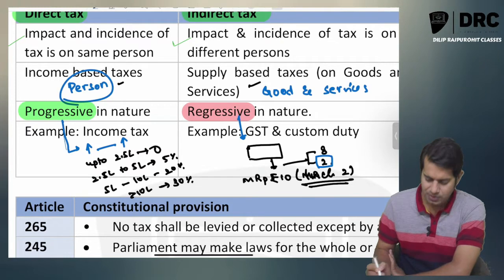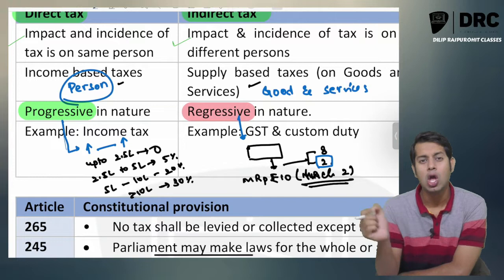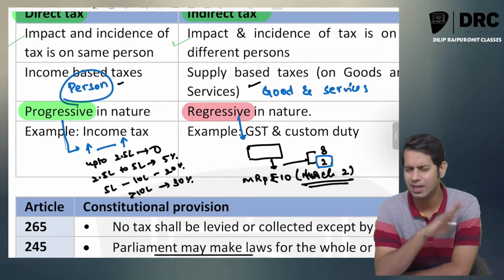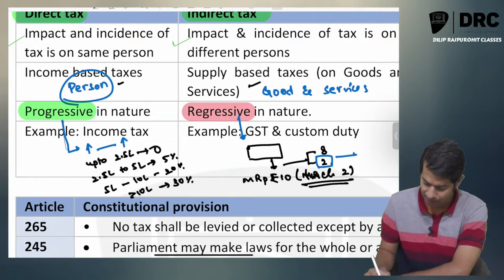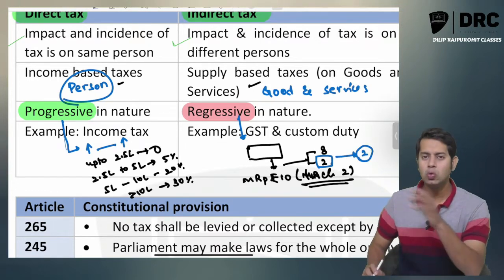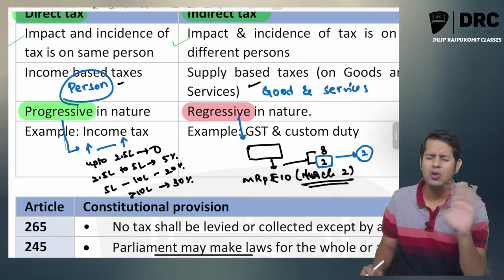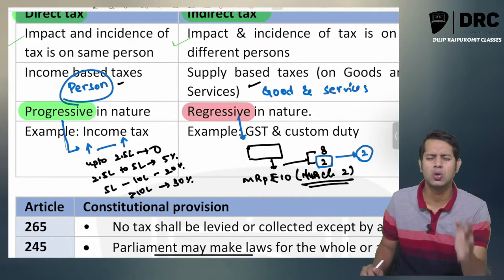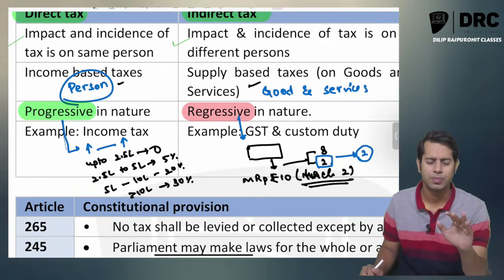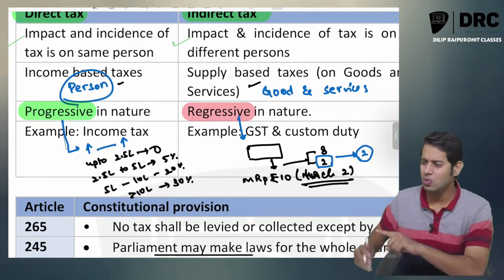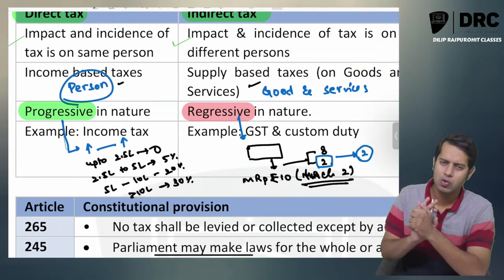Now this Parle-G biscuit which you are purchasing, whether a beggar is purchasing this Parle-G biscuit or Mukesh Ambani is purchasing it, both of them will have to pay 2 rupees only as taxes. From both of them only 2 rupees will be collected. They won't say that Mukesh Ambani, you are earning 5,000 crore rupees, you are earning 10,000 crore rupees, etc., you have to pay more amount of taxes to me. No. If you are earning more income, you pay more income tax. But in case of indirect taxes, the amount of taxes which you have to pay will be same.